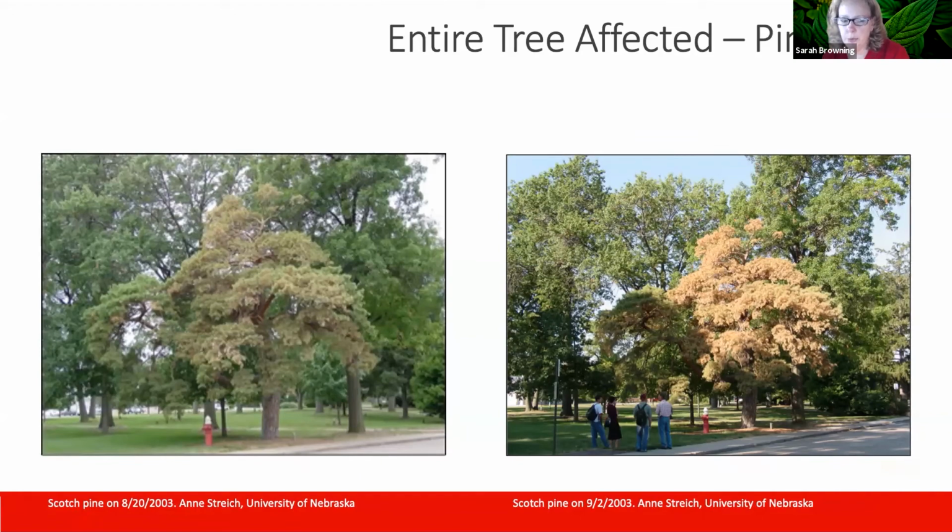And so as you can see in these two pictures here, this is a Scotch pine that used to be on East Campus. The picture on the left was taken on August 20th of 2003. The picture on the right was taken just a few days later on September 2nd. So you can see how quickly the whole tree went off color and died. And this is the effects of a nematode that gets into the trunks of the tree, that reproduces and destroys again the tree's ability to move water. And so the tree basically just wilts and dies. But there's very few problems that will kill an entire tree as quickly as pine wilt does.